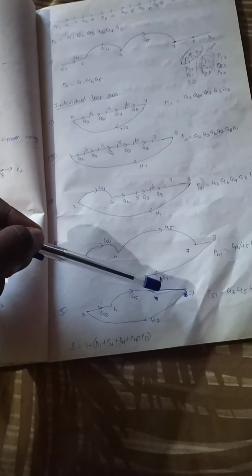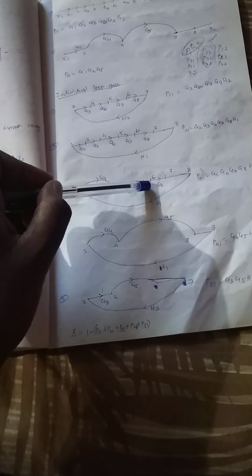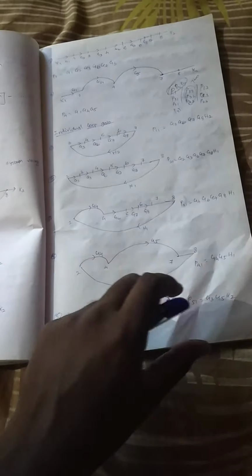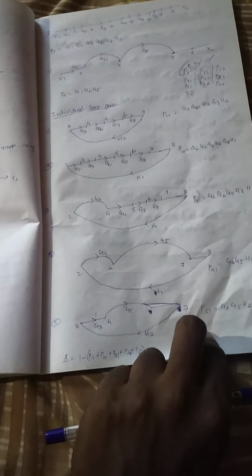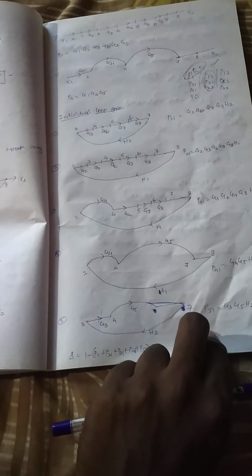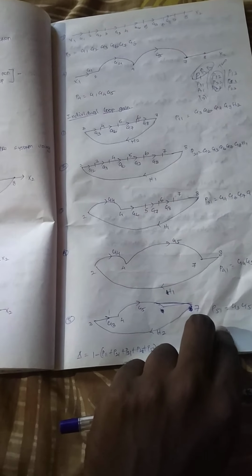Okay, here we are going to check what possibilities are available for del 1, del 2, del 3. The first one is 1 2 3 4 up to 7 and 8. Node 7 is available in each and every individual loop. So here there is no possibility for non-touching the first forward path. So del 1 is equal to 1 minus sum of individual loops, which is 0. So del 1 is equal to 1. Same thing del 2. Del 2 also has 7. Every loop has 7, so there are no possibilities for non-touching. Same thing for forward path 3 and forward path 4. So del 1 is equal to 1 minus 0, which is 1. Same thing del 2, del 3, del 4.